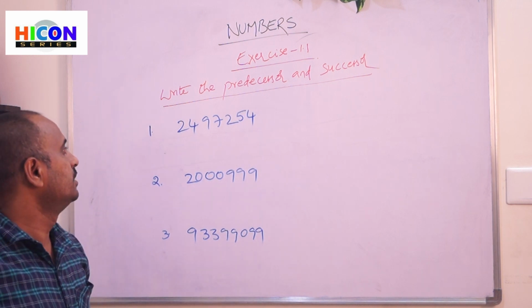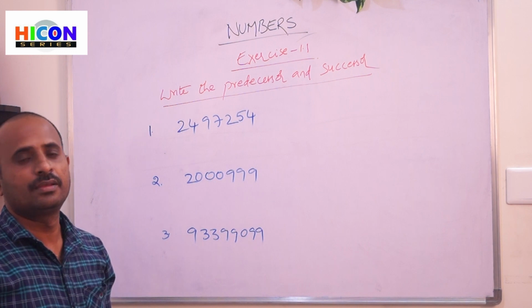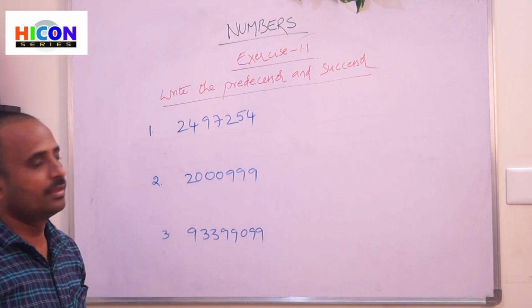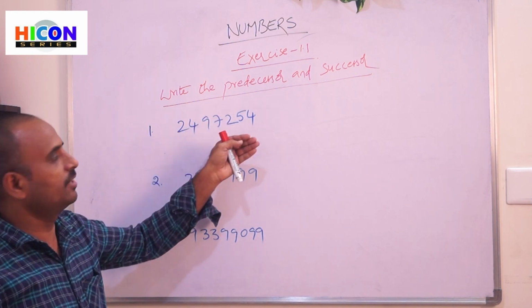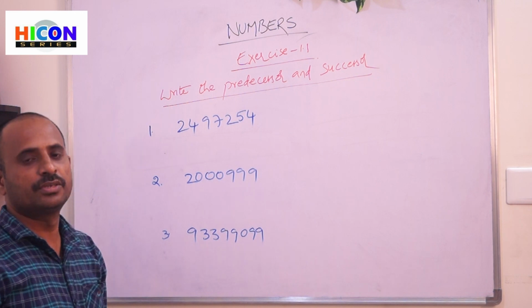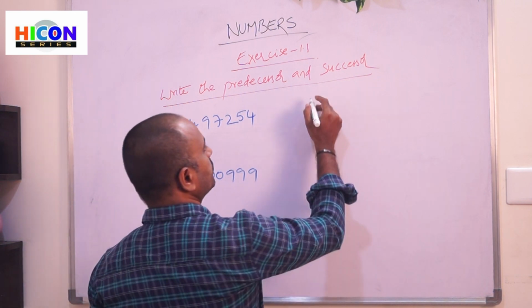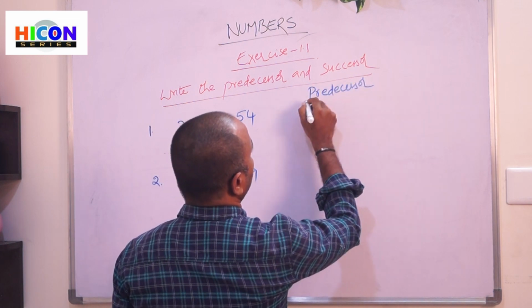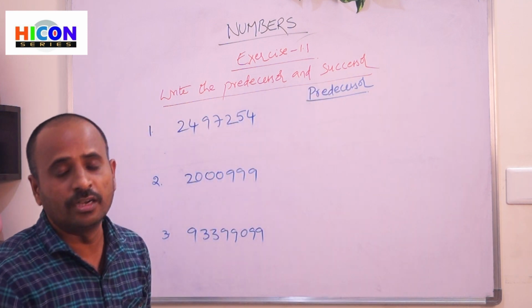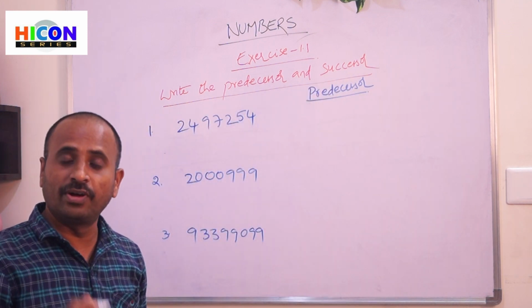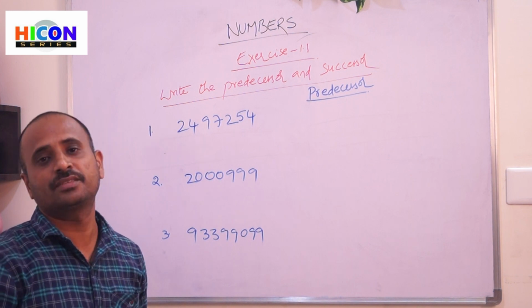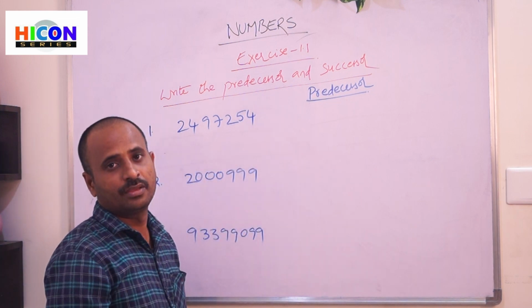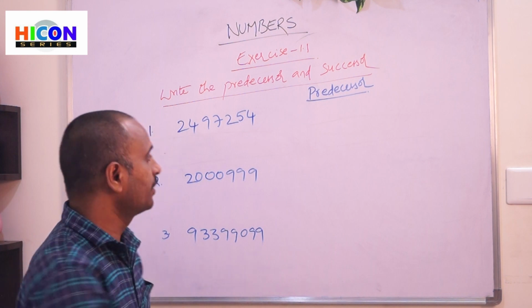So children, these are the three problems. Three numbers are given, and we have to write the predecessor and the successor for these numbers. First we will write the predecessor. How can we get the predecessor? If you subtract 1 from the given number, we will get the predecessor. So how can we subtract 1 from this number?